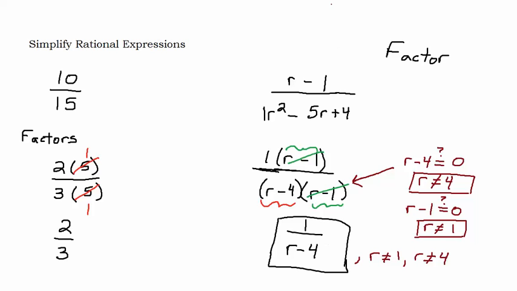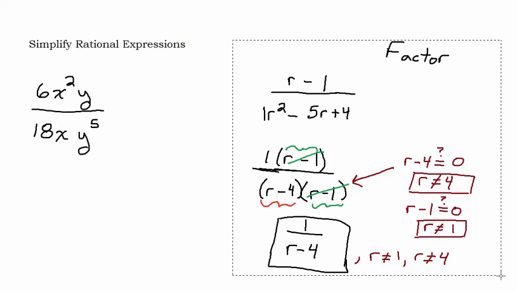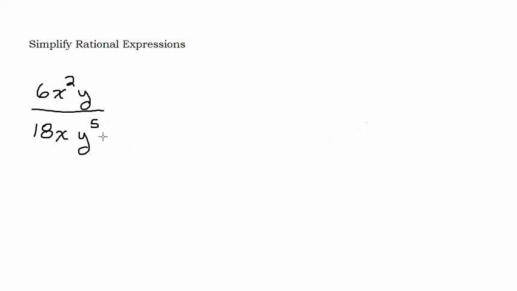All right, let's try another one. I'm going to try a little different one. Oops, wrong thing. Let's try that again. A little different one here. Let's try one that has just one term. Say 6x squared y over 18x y to the fifth. Okay, so when we think about the factors of the numerator and the denominator here, we don't have a binomial or a trinomial that we need to factor. We just have one term in the numerator and one term in the denominator.